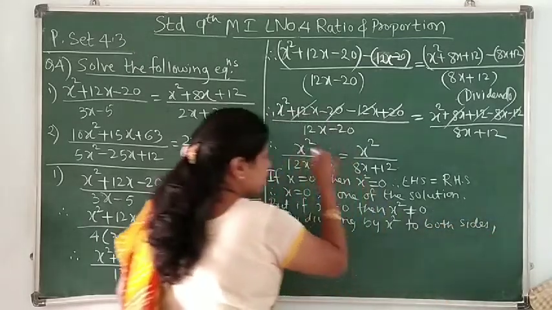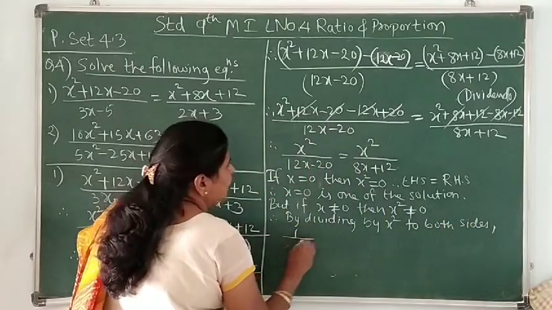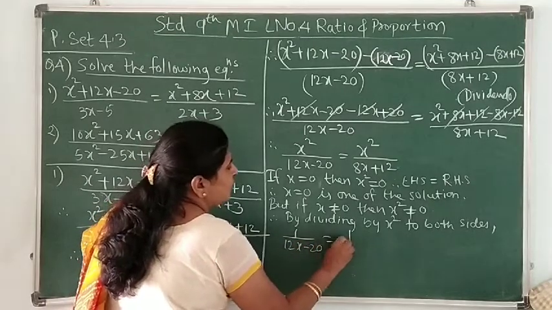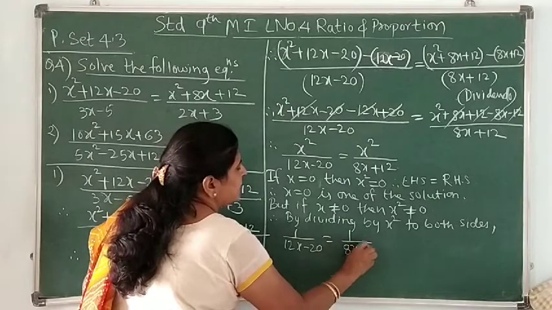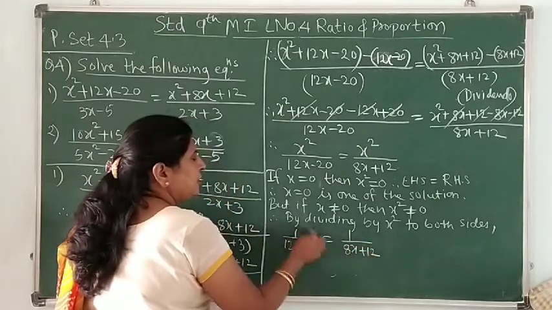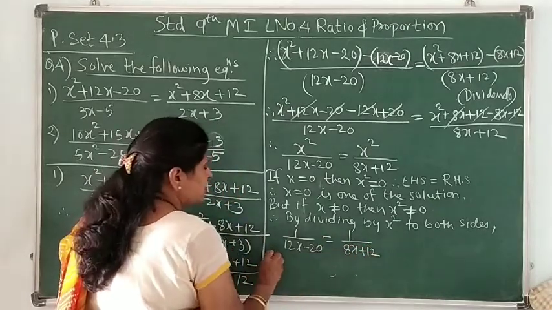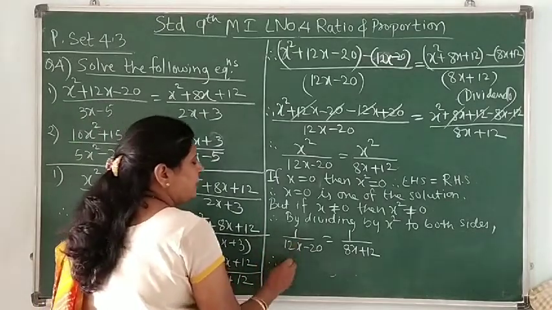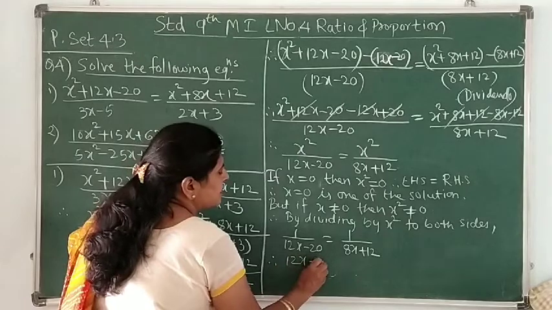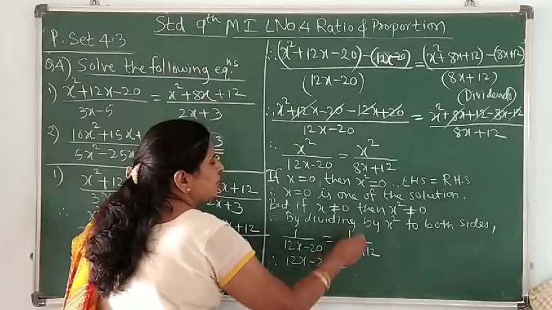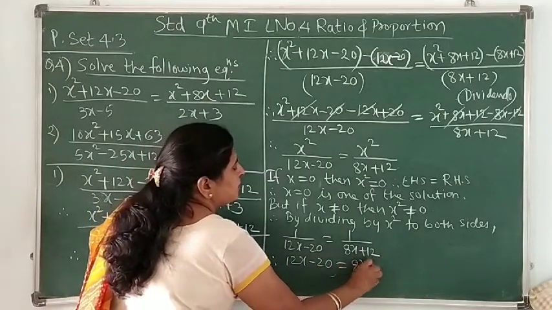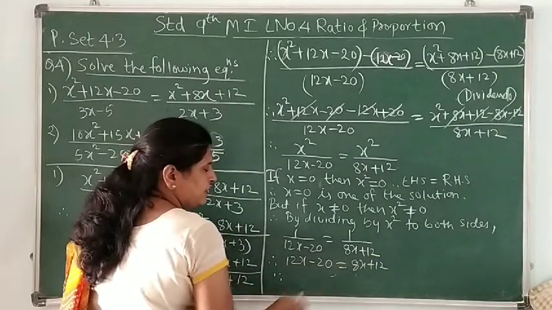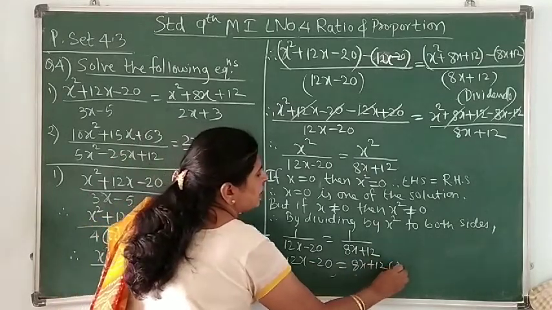x square will get cancelled and we get 1 upon 12x minus 20 is equal to 1 upon 8x plus 12. Now either you can say by cross multiplication or by invertendo, anyway we can do. If we are doing invertendo, then we have 12x minus 20 is equal to, this will go up, 8x plus 12. This we have done by invertendo. Now let's simplify this equation.